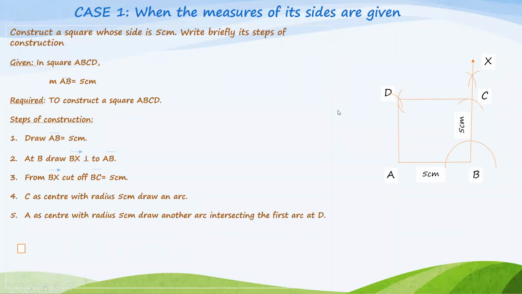Okay, join C to D and D to A. Here we have written that A is the center with radius 5 centimeter. Draw an arc intersecting the first arc at D. Now finally, when we get D, then join A to D and C to D. Okay, so ABCD is our required square.